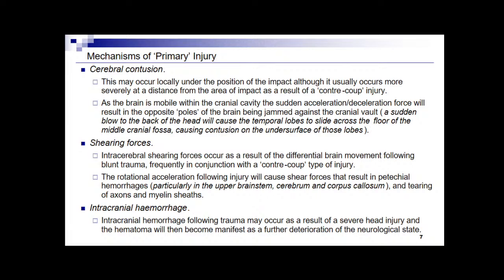As the brain is mobile within the cranial cavity, the sudden acceleration and deceleration force will result in the opposite poles of the brain being jammed against the cranial vault. For example, how to explain this position? A sudden blow to the back of the head will cause the temporal lobes to slide across the floor of the middle cranial fossa, causing contusion on the undersurface of those lobes.